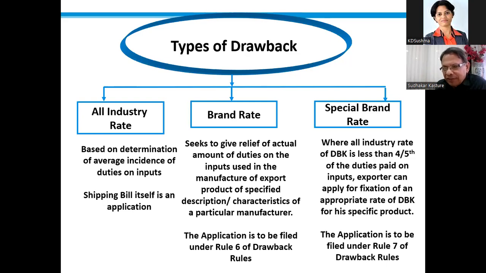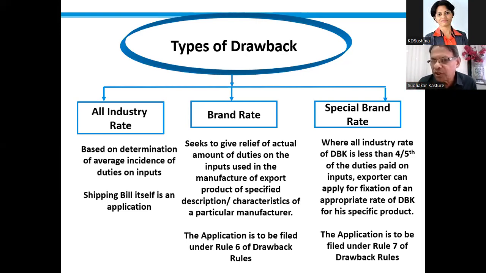Now take one example. You are buying copper wire from Birla Copper. And you have exported copper wire. You have not imported anything. You bought the copper wire from Birla Copper and you exported. But please remember, India is not self-sufficient in copper. So Birla Copper must have imported some copper. That copper is utilized in manufacture. Average incidence is worked out and money is paid to you. So if your product has all industry rate, you can claim it without doing anything else, tick marking on the shipping bill. Now suppose the list published by the government doesn't have your product.